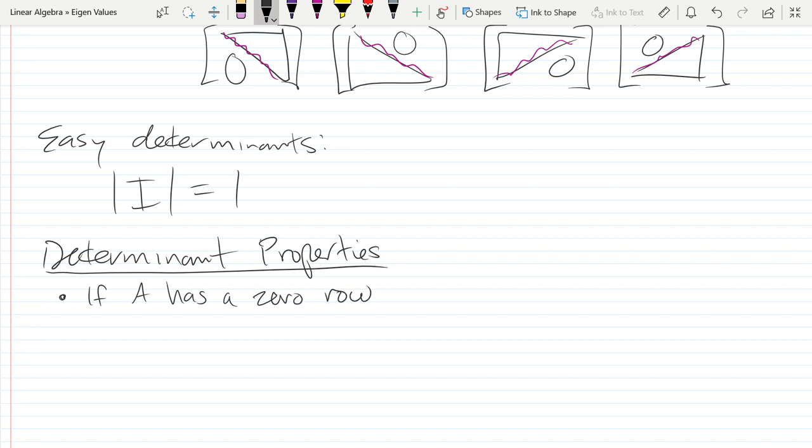So if A has an entire row of zeros, you just saw how to compute the determinant. What would the determinant be if you expanded across that row of zeros? Zero. It would be all zeros added together, giving you zero. Now, if you have a zero row or a zero column, you could use column expansion to go down your column of zeros and get zeros also. So if A has a zero row or zero column, then the determinant of A equals zero.